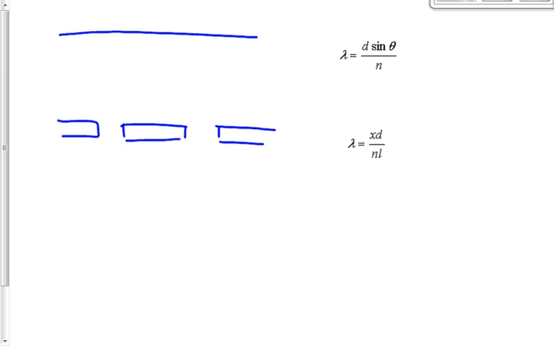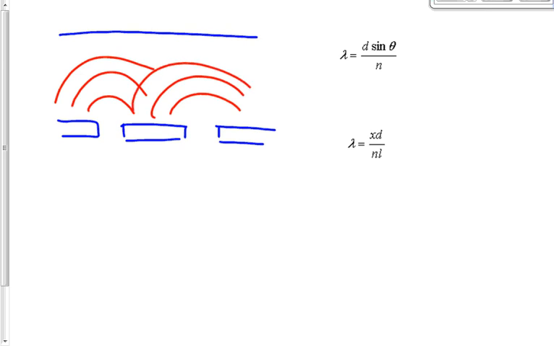And of course, when we get a crest hitting a crest or a trough hitting a trough, we get constructive interference. When a crest hits a trough, we get destructive interference. Now, we can't see that constructive and destructive interference like we can in water waves. If it was water waves, we'd see this, and we'd see those areas where the waves hit each other and interfere with each other.